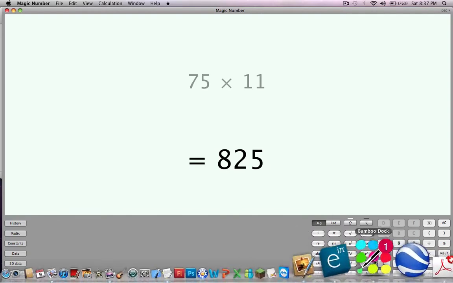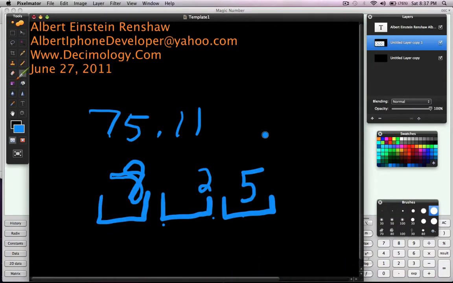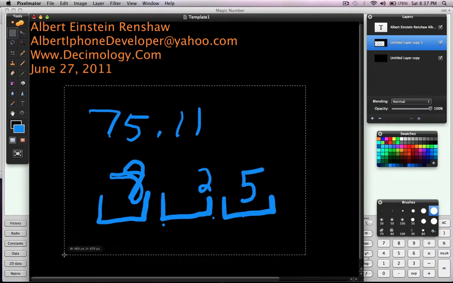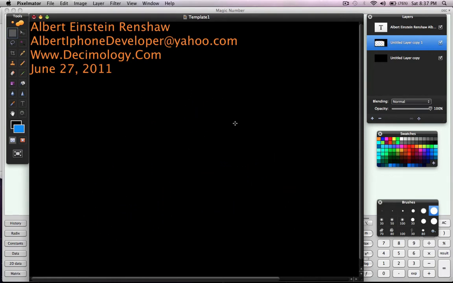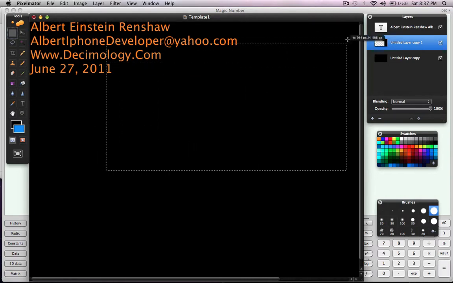825. Cool. So that's an algebraic pattern, and you can figure out why this works if you simply look at how multiplying by 11 is the same as multiplying by 1 and then multiplying by 10 and adding those two together. And that's pretty simple, but it's still neat to do in your head. So that would be one of the things we focus on in decimology, is improving human head math.